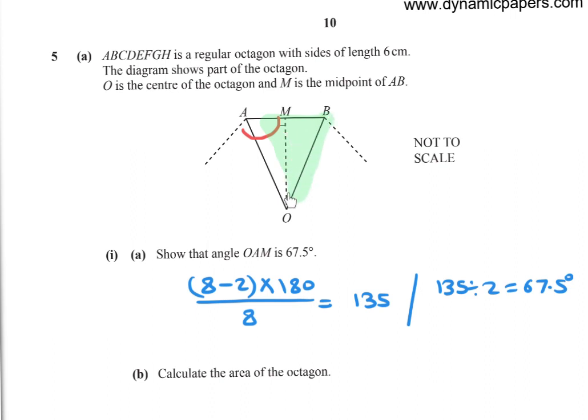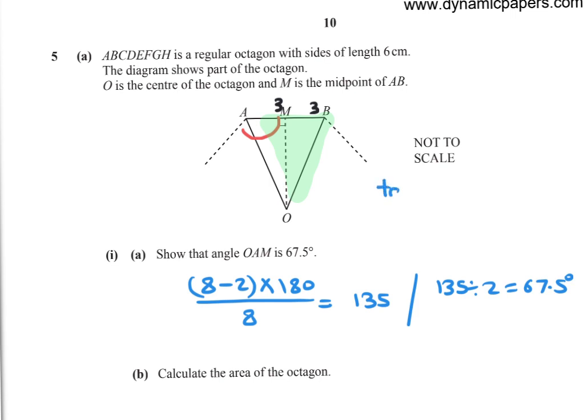This isosceles triangle, the base equals 6 centimeters, and M is the midpoint, so this is 3 and this is 3 centimeters. To find the area of this triangle, we need to find the height. We can find the height. This side is 3, and this angle is 67.5.